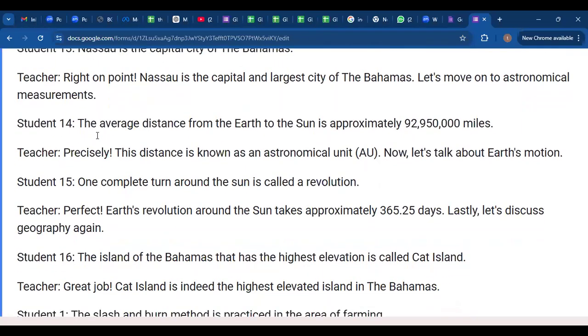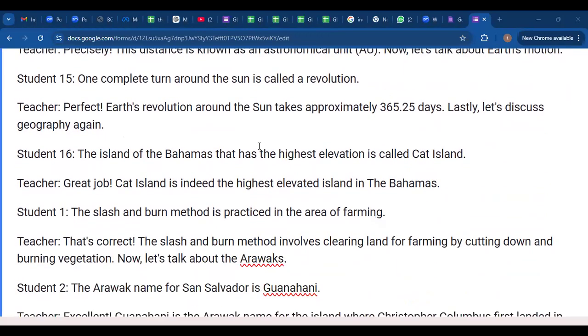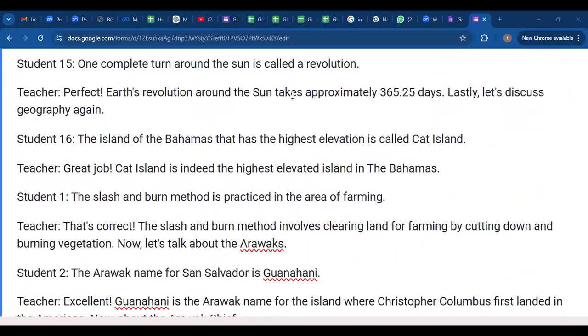The average distance from Earth to the Sun is approximately 92,950,000 miles. Precisely, this distance is known as an astronomical unit. Now let's talk about Earth's motion. One complete turn around the Sun is called a revolution. Perfect. Earth's revolution around the Sun takes approximately 365.25 days. Lastly, let's discuss geography again.